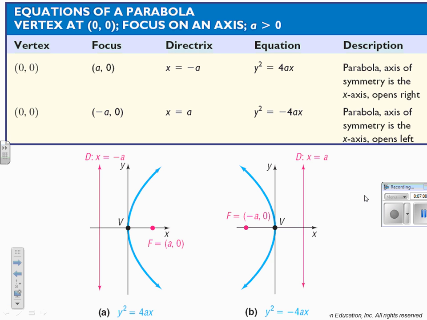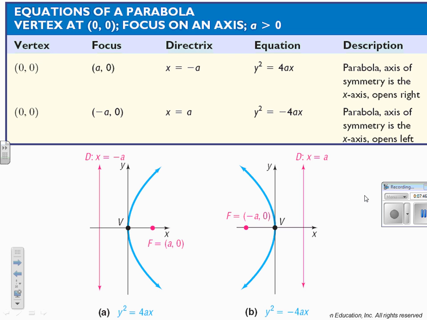Alright, so the equation of a parabola with its vertex at 0, 0 and a focus at the axis is going to give you a focus either at a, 0 or at negative a, 0. If it opens right, it's positive a. If it opens left, it's negative a. The directrix is going to be at x equals negative a for a right opening parabola, and it's going to be at x equals a for a parabola that opens left.